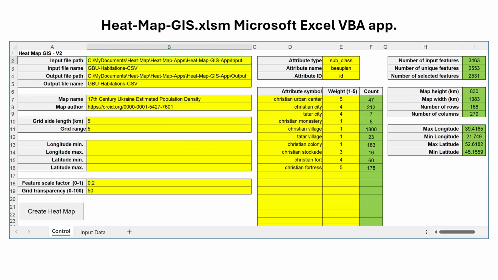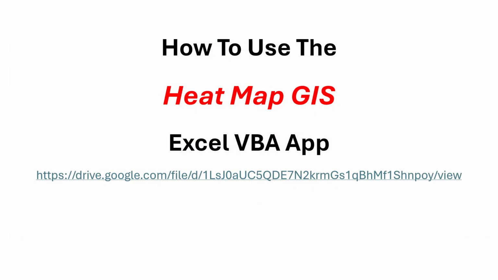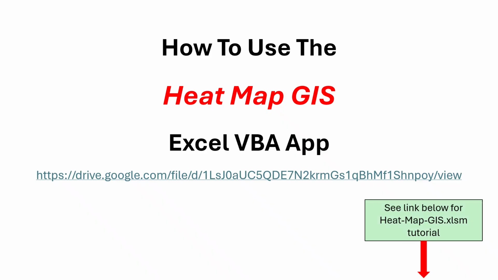Now let's see how we use this information to create a population density heat map using our heat map GIS app. We won't go into detail on how to use this app, but there is a tutorial linked in the description of this video that provides instructions on how to use the app. Note also that you can download the app from the link shown here.